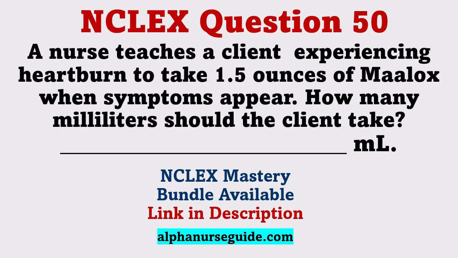A nurse teaches a client experiencing heartburn to take 1.5 ounces of Maalox when symptoms appear. How many milliliters should the client take? Blank mL. The correct answer is 45 milliliters. 1 ounce is equal to 30 milliliters. You multiply 30 by 1.5. You get 45 milliliters.